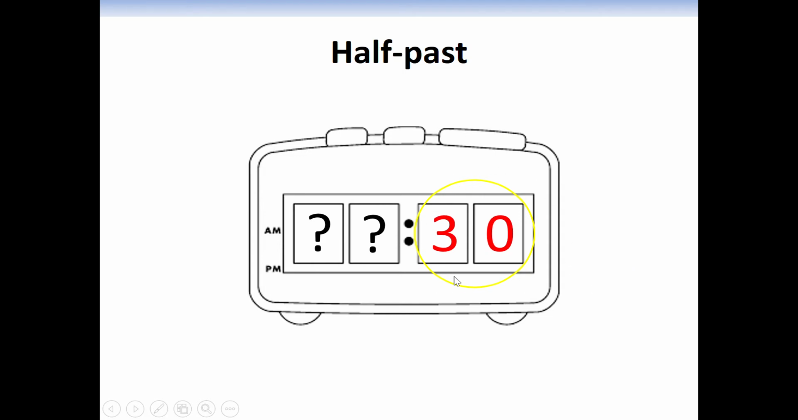Anytime the minutes are listed as 30, the time is half past. And anytime the minutes are listed as 45, the time is quarter to.